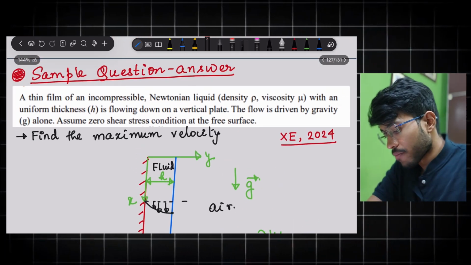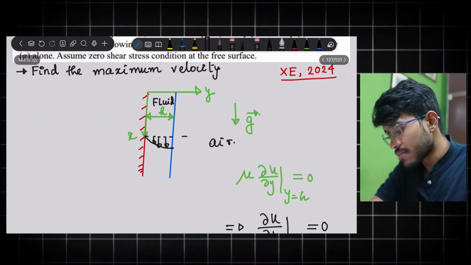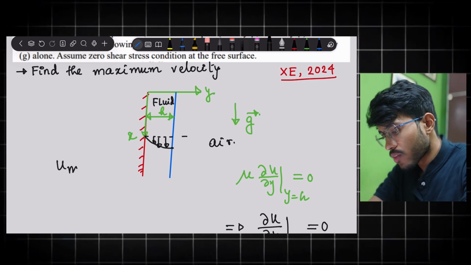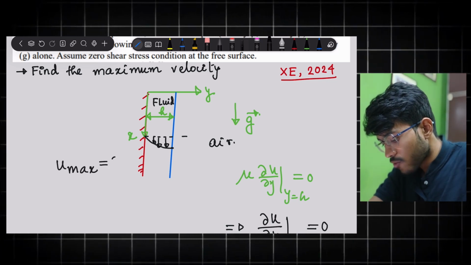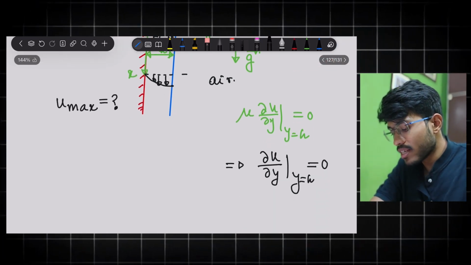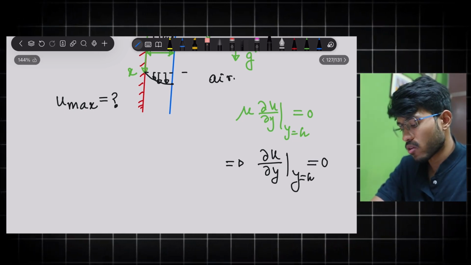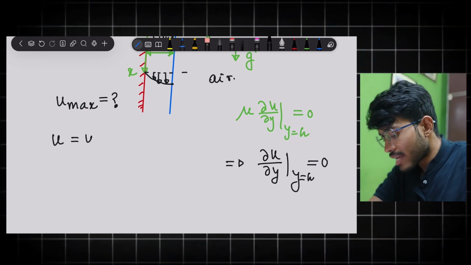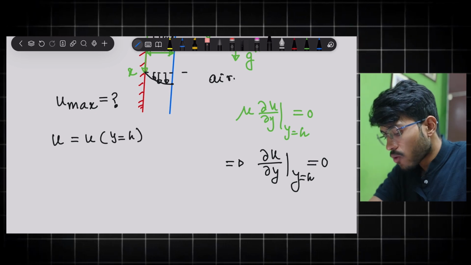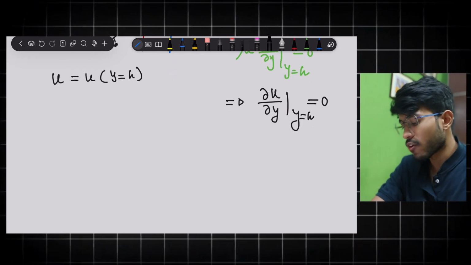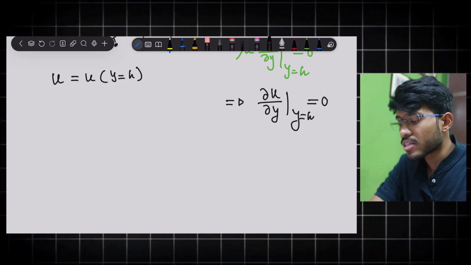Now, we have to find the maximum velocity, that is the u max. To find that, honestly, we have to find the velocity profile of u. So u max here will be u at y equals h. For that, we need to find the expression for u.